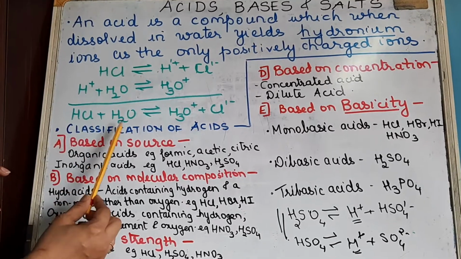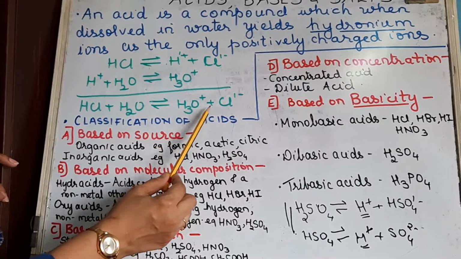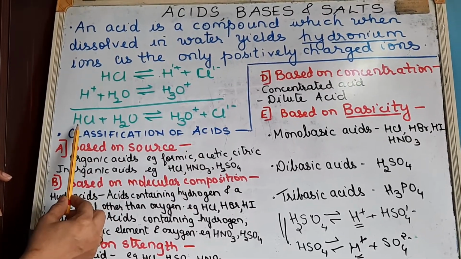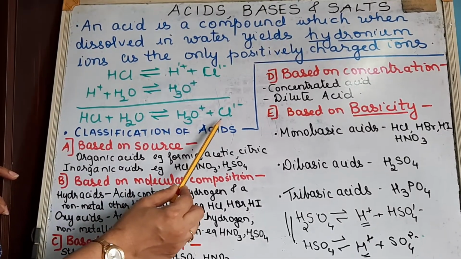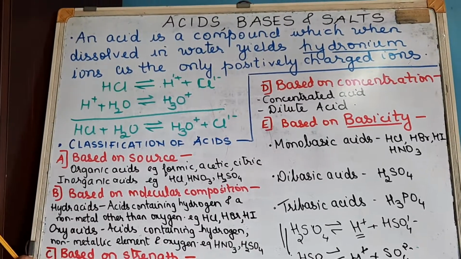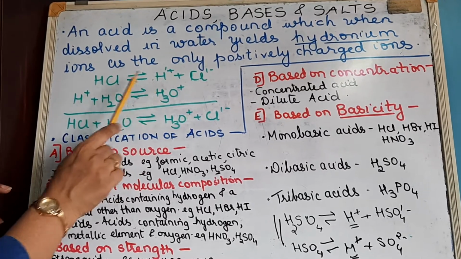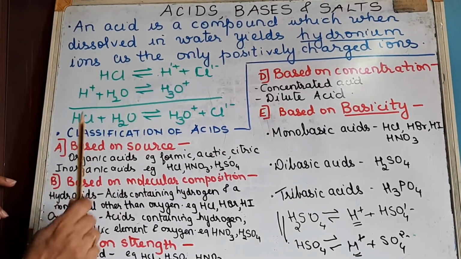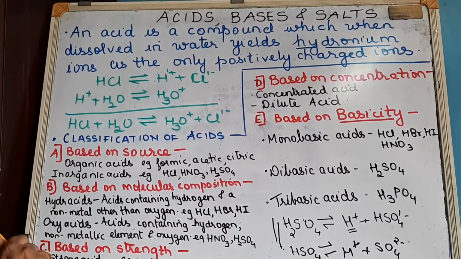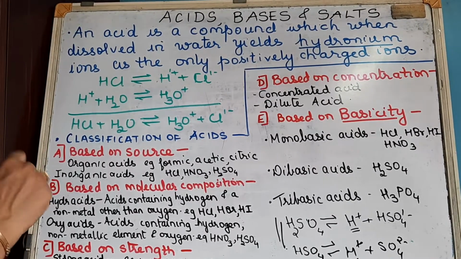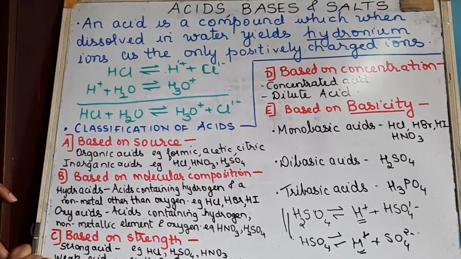Now similarly you can write other reactions like HNO3 plus water will give H3O plus and nitrate ion, or sulfuric acid plus 2 water will give 2 hydronium ions plus sulfate ion. So you have to remember that a hydrogen ion will never exist by itself. It will always combine with water and form a hydronium ion. So in other words, a hydrated hydrogen ion is nothing but a hydronium ion. Hydronium ion is nothing but a hydrated hydrogen ion. That is what is called a hydronium ion.